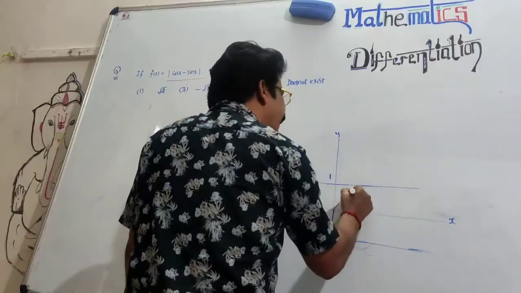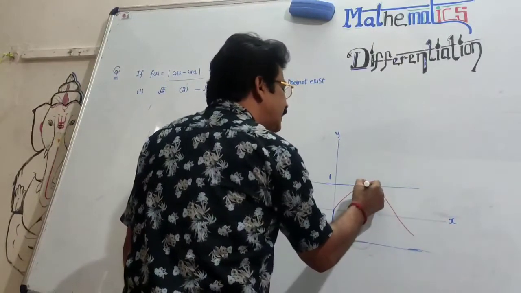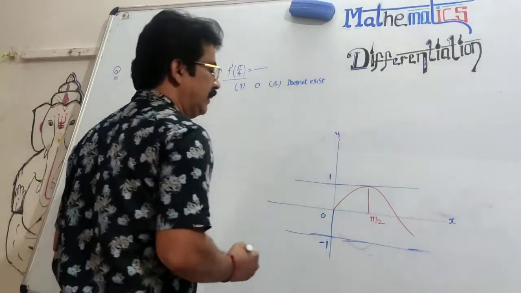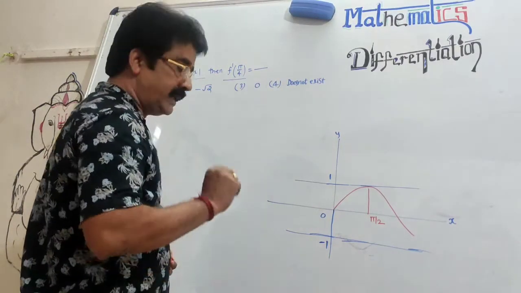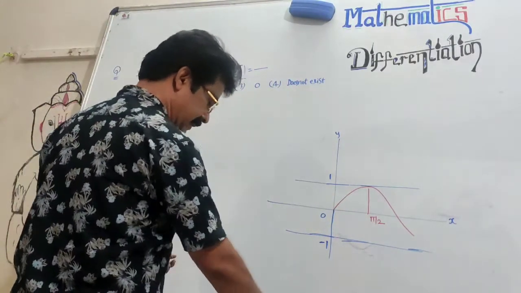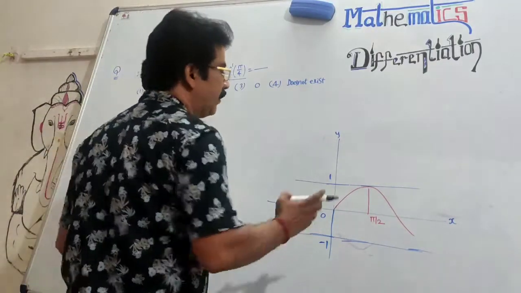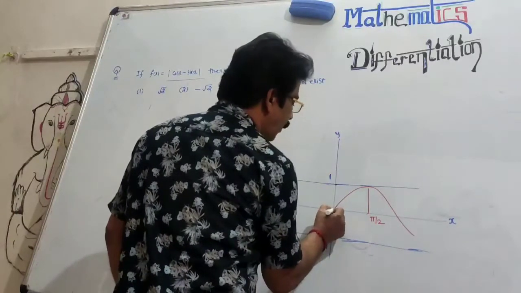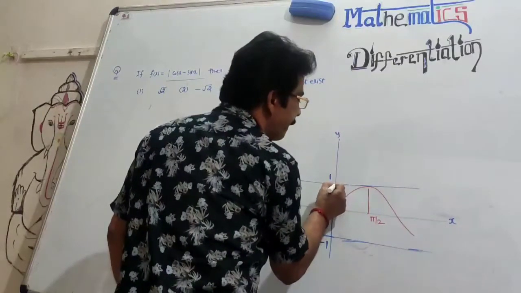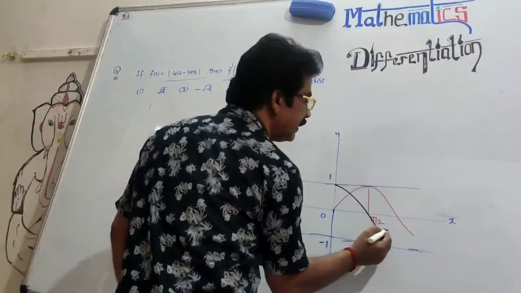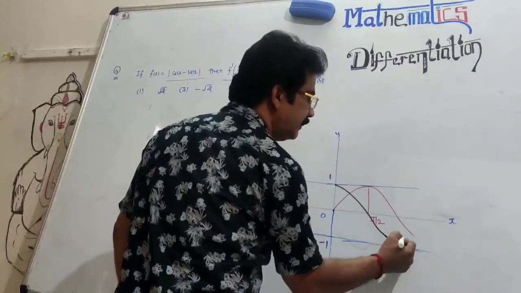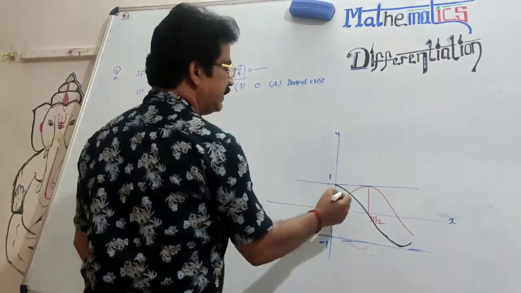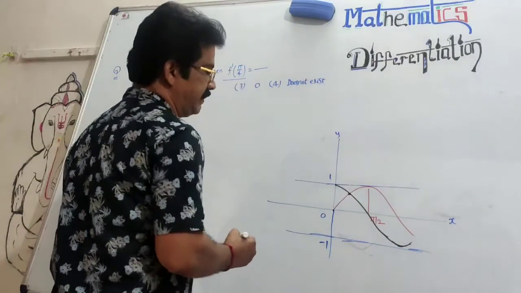Sin x graph will be like that. This is at pi by 2, sin pi by 2 is 1. Next, cos x graph. Cos 0 is 1, it will be like that. Okay, let it be. Next, this is the first point of intersection.